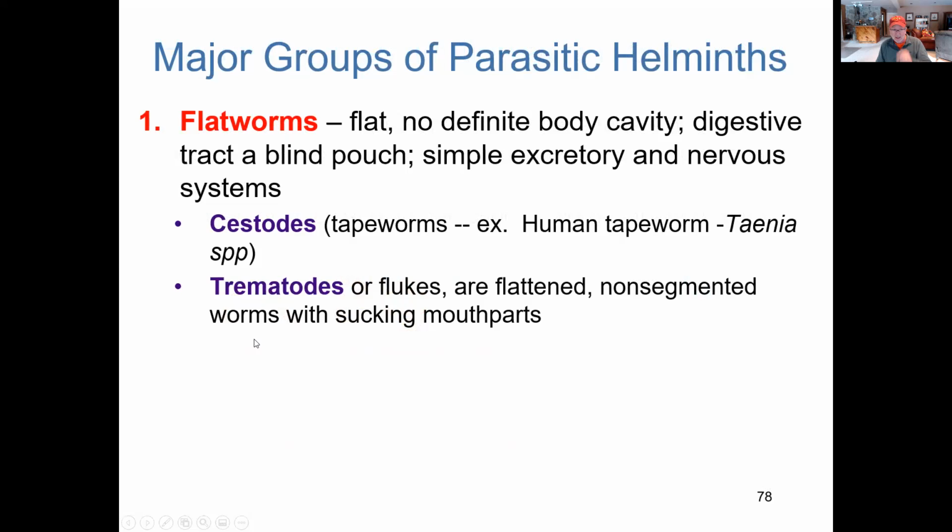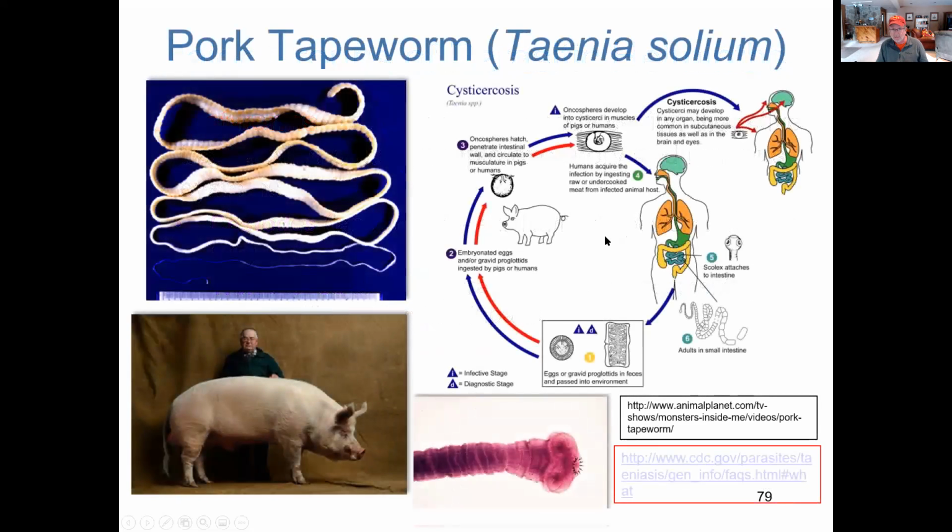So let's talk about a couple categories of parasitic helminth worms. The first ones are called the flatworms, as you can tell here. Flatworms get their name from the fact that they are very, very flat. And so this would contain, as we saw earlier, the tapeworms and the flukes, very flattened.